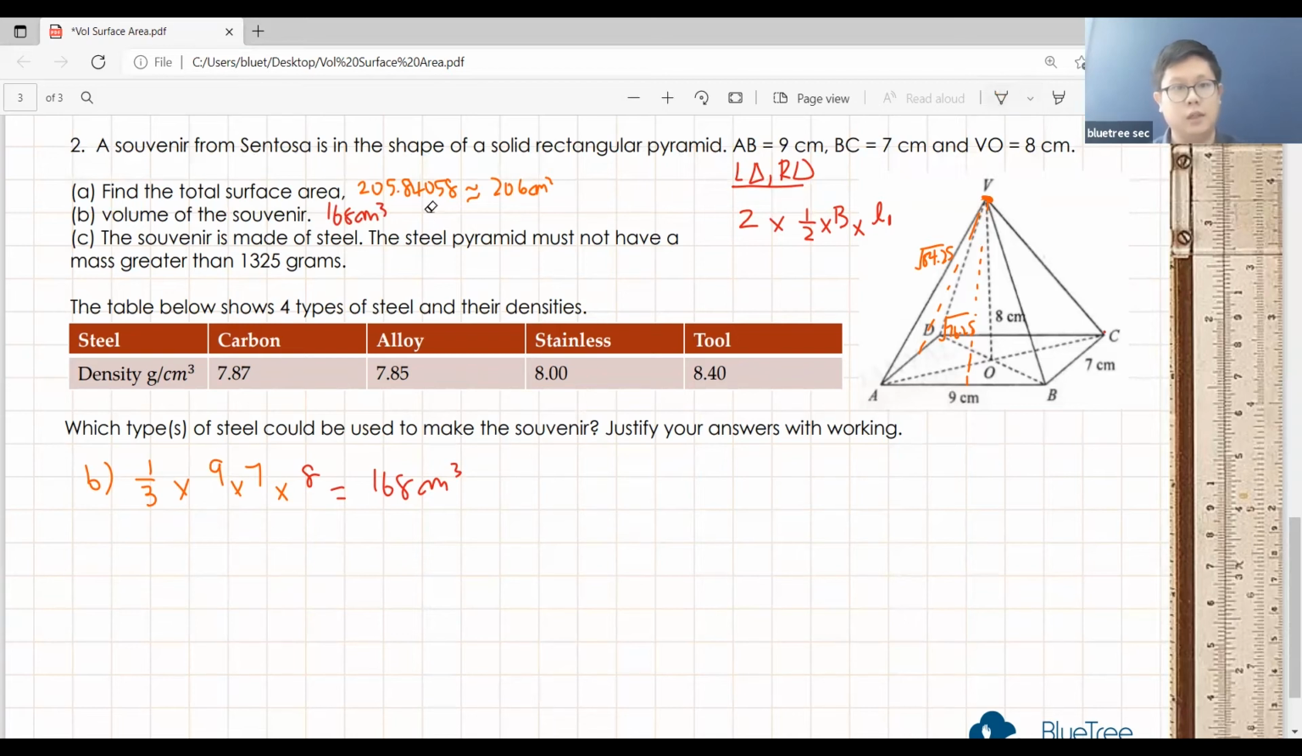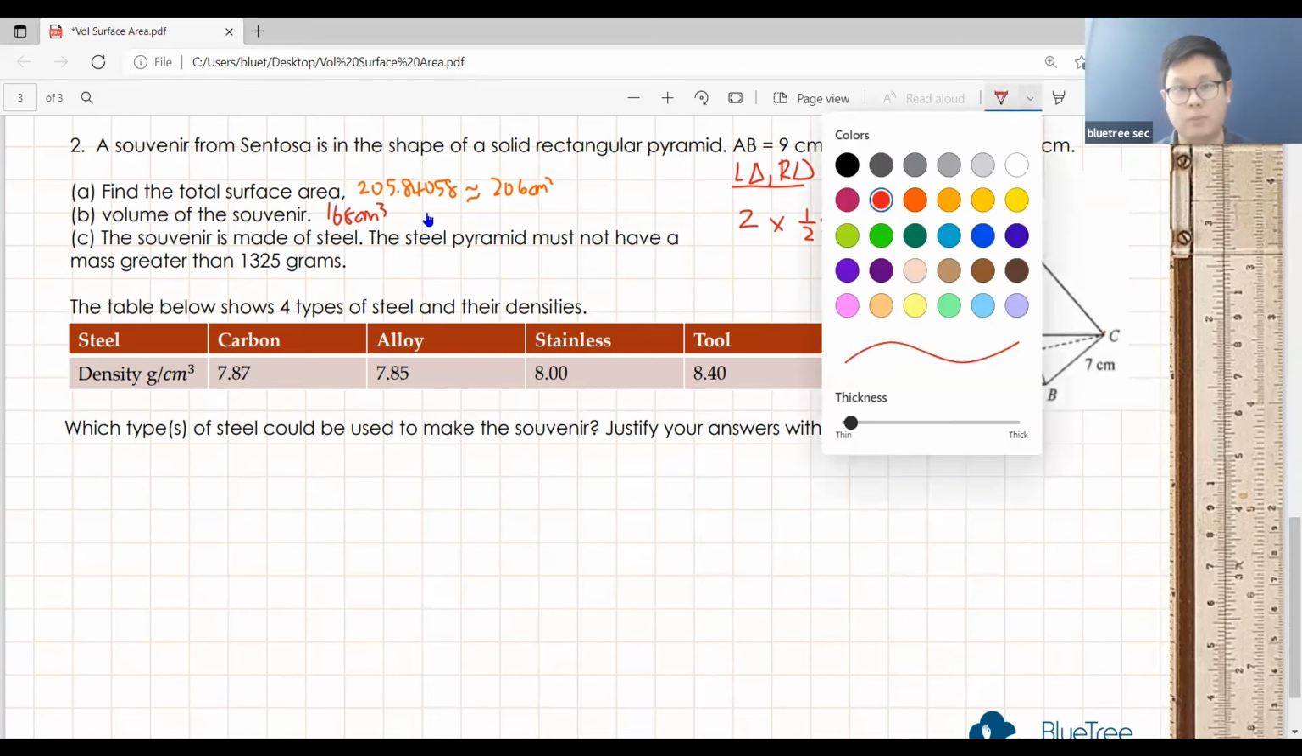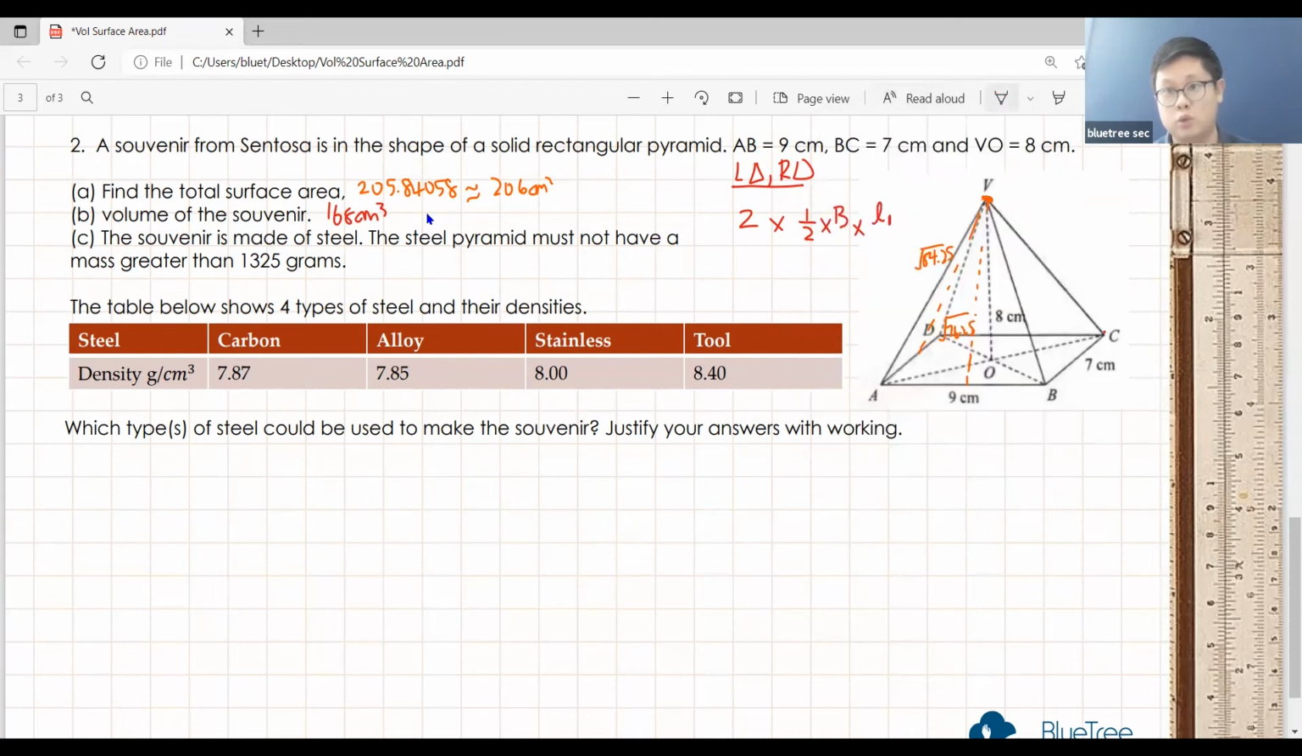All right, and part C, then they want us to link this to the material being used. They say that this is a steel pyramid, and the condition for this product to work is that it must not have a mass greater than 1325 grams. Now, it's a pretty heavy pyramid because they use steel for that. They say there are 4 types of steel available, and these are their densities: carbon, alloy, stainless and tool. So you can see that there are some lighter ones and some heavier ones.